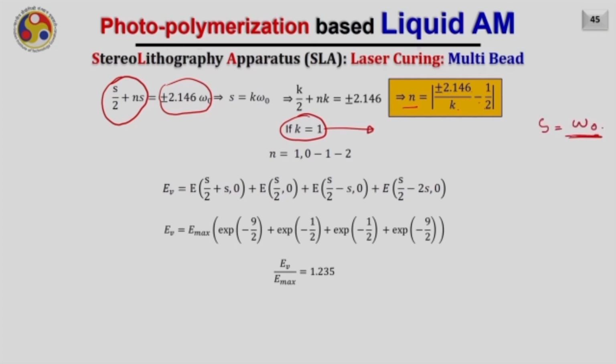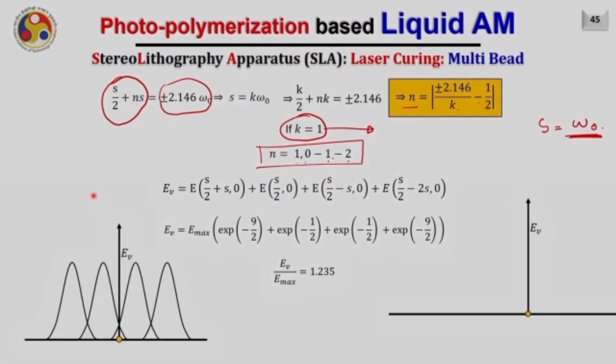omega naught. Omega naught is what? Omega naught is your beam radius. In that case, only you have to consider n equals to 1, 0, minus 1, minus 2. Let us now consider a point of interest shown here as in yellow color. It is corresponding to a point in the valley. The energy absorbed by such a point corresponding to the valley is represented by EV.